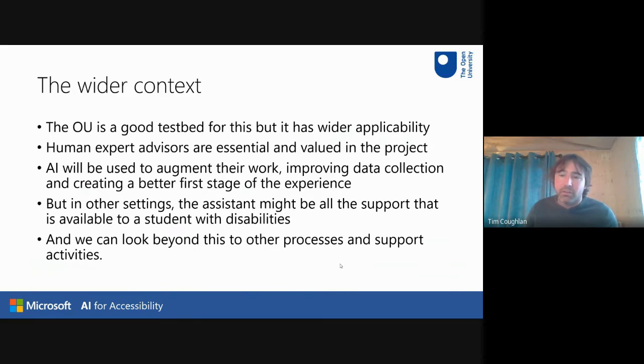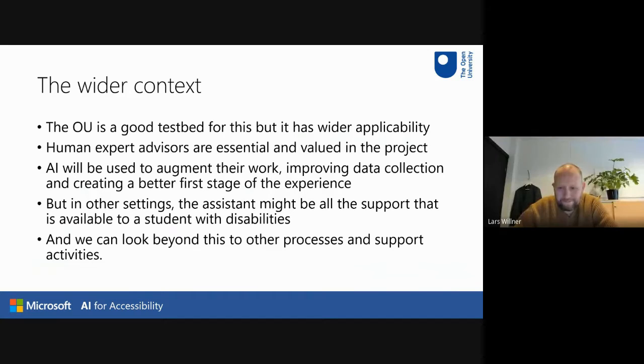But of course, there might be some other scenarios where people don't have access to an advisor, and an assistant like this would be the main source of guidance. So that's really interesting. And as I've said, there's a lot of other processes that people do where maybe forms should be a thing of the past, and we can have virtual assistants and bots doing everything for us. So I think I'll end there, but I'm very happy to have a discussion.